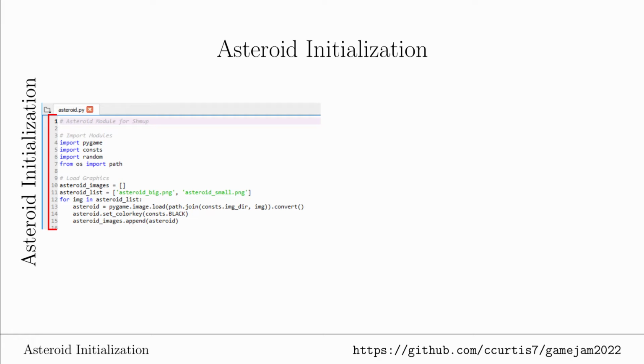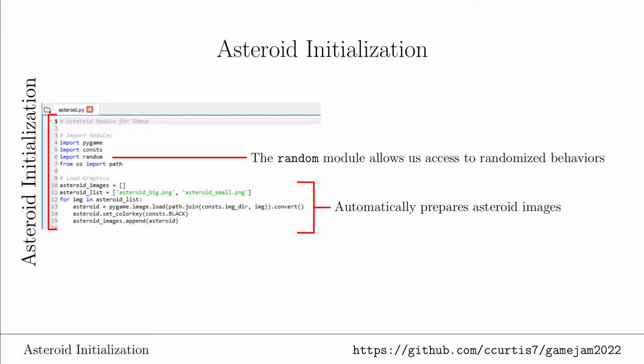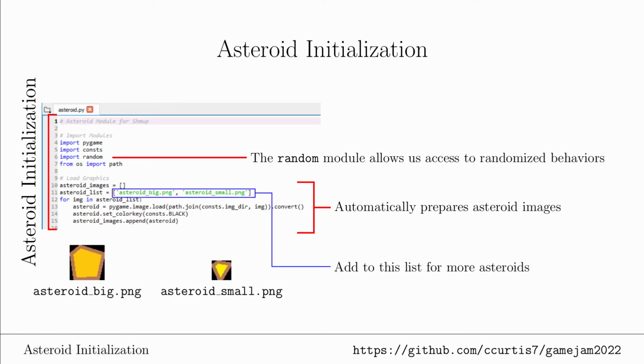Let's take a look at the asteroid module. As always, it starts with importing other modules. We have added the random module because we're going to want the asteroid to have some randomized behaviors. Following the pattern of the spaceship module, we're going to load the images next. In this case, the code is done slightly differently. We're putting the asteroid images into a list so that the computer can randomly choose one when it spawns a new asteroid. If you had additional asteroid images, you would put the images in the IMG folder and include the file name in the asteroid list. Then it will automatically load them.